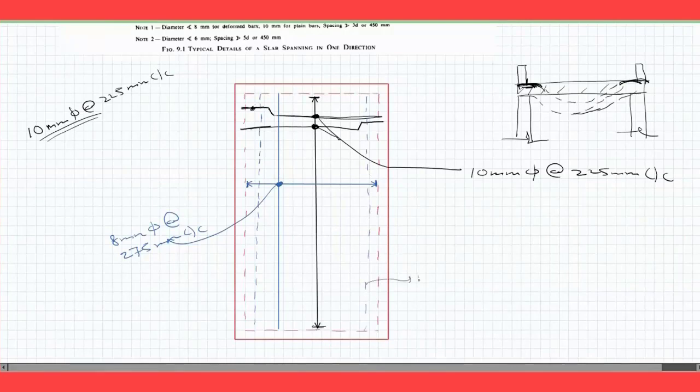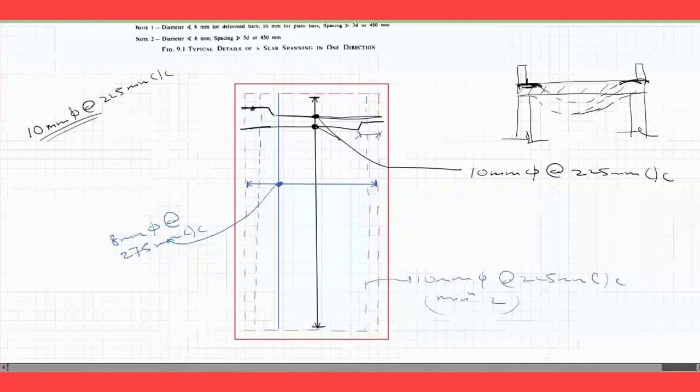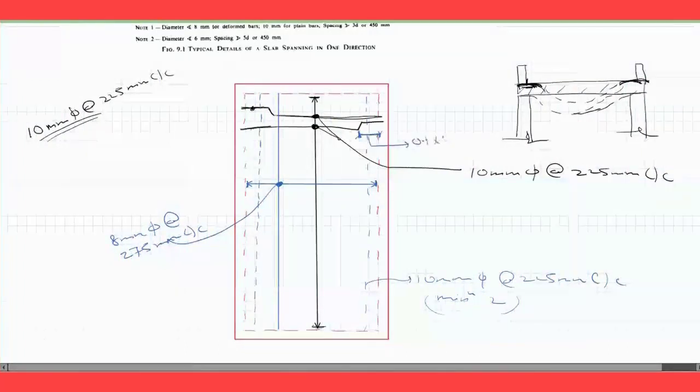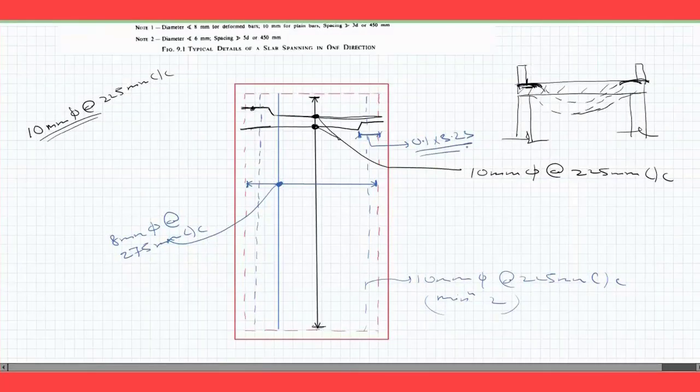So like this. Or 10 mm dia at 225 millimeter center to center, and in bracket minimum 2. You please write down, because this distance from here to here, this crank portion, how much will it be? This crank portion will be 0.1 into 3.23 meter. Sorry, 0.1 into 3.23 meter, not millimeter. So I hope this is clear.